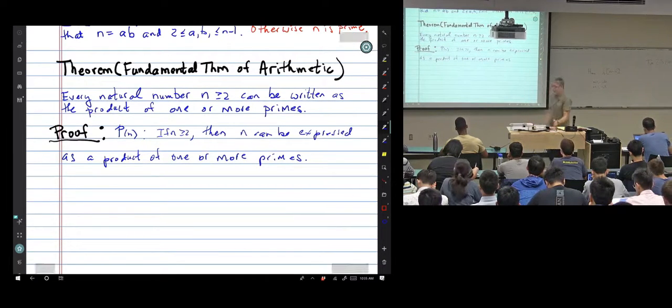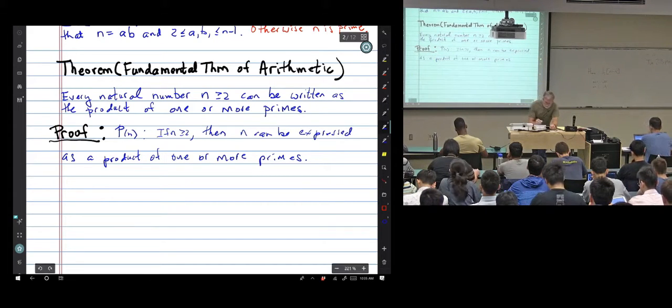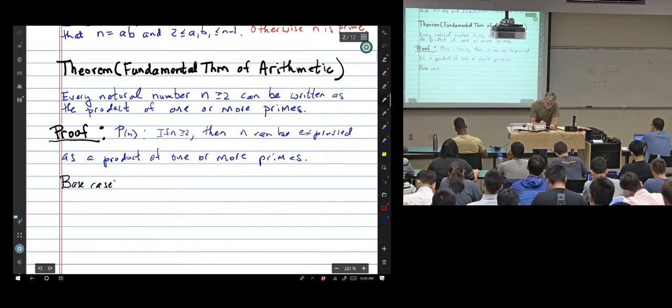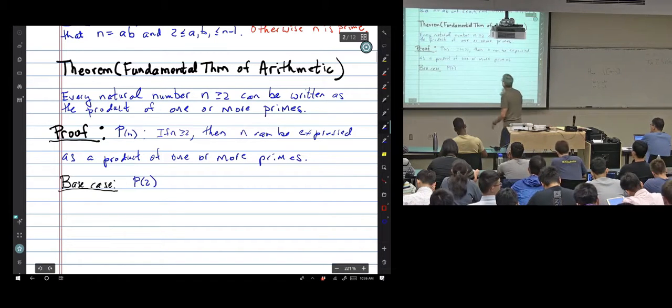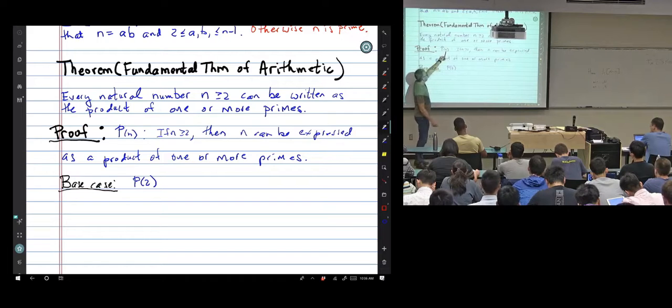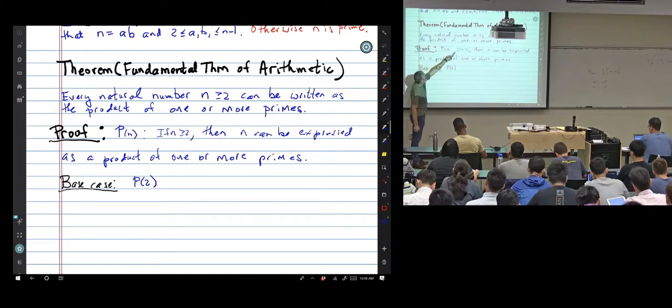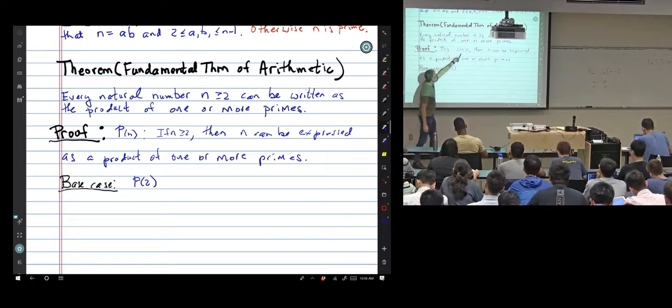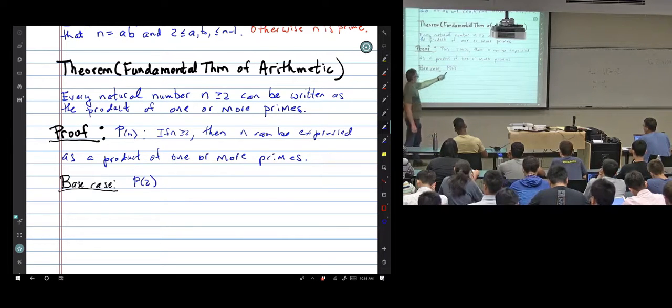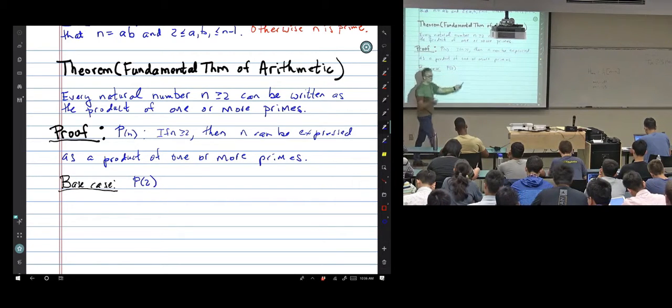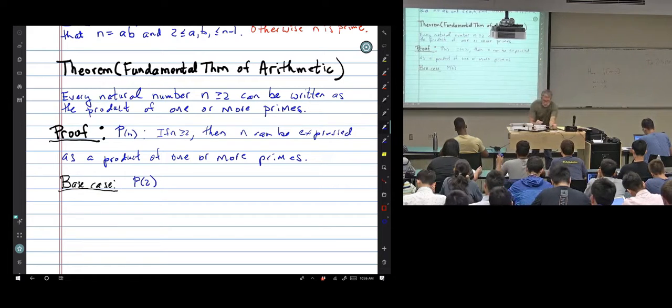Okay, so that's our statement. And then our base case is, we're going to start at P of 2, because the theorem starts at 2. So our base case will be P of 2, and then 2 is the product of 1 or more primes because 2 itself is prime. Okay, so P of 2 is true.